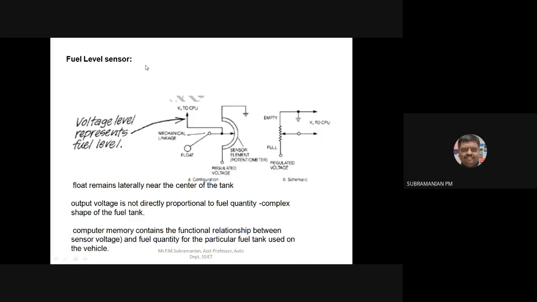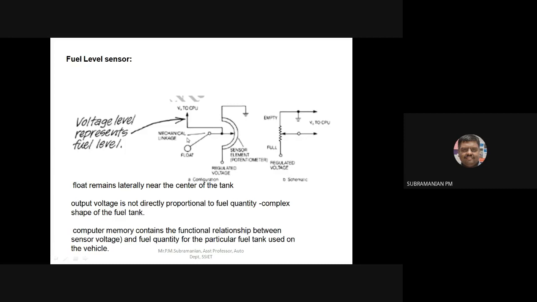Okay, that input can be used for the ECU also. So what will happen is this float will be mounted at the center of the tank. Okay, the float will be mounted at the center of the tank, and then only can I accurately measure the fuel level. Okay, then what is the problem with this?